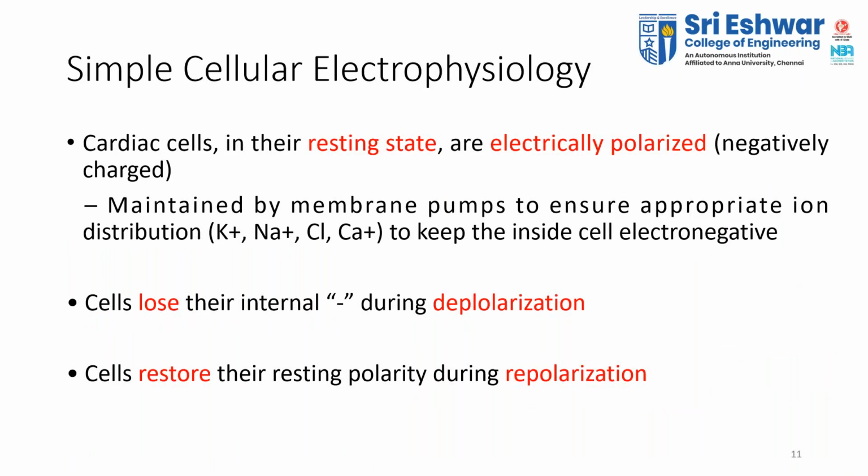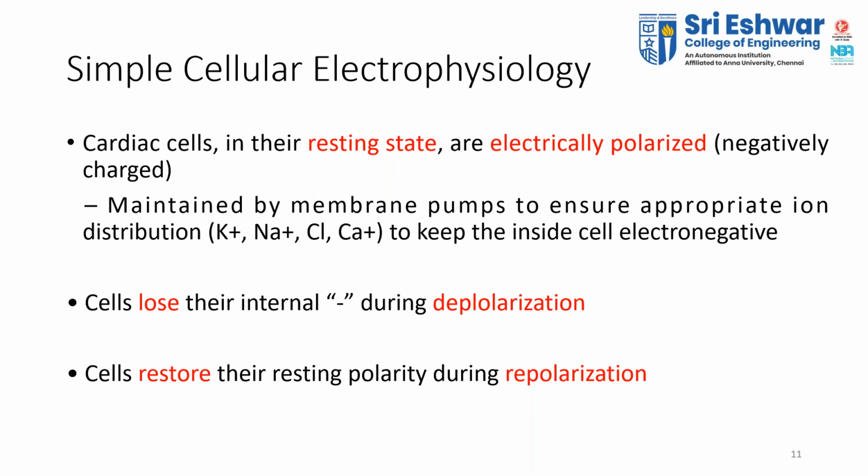The simple cellular electrophysiology: cardiac cells in the resting stage are electrically polarized, that is, no charge will take place. When we have charges in the cardiac muscle, if we have any changes of charged particles inside and outside of the cell, then only I'll get ionic current. This is maintained by membrane pumps to ensure appropriate ion distribution to keep the inside of the cell electronegative.